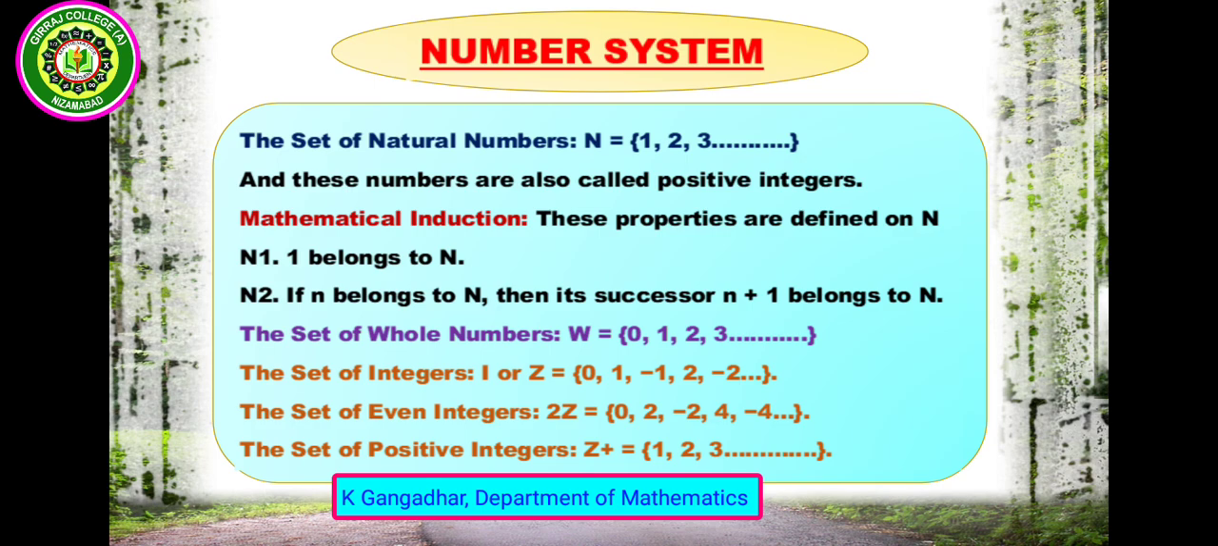Numbers less than 0 are called negative integers, denoted Z minus: minus 1, minus 2, minus 3, minus 4, and so on. This way we define integers. Integers are 0, plus 1, minus 1, plus 2, minus 2, plus 3, minus 3, and so on. In these integers we have positive integers, negative integers, and even and odd integers also. So these are all integers.